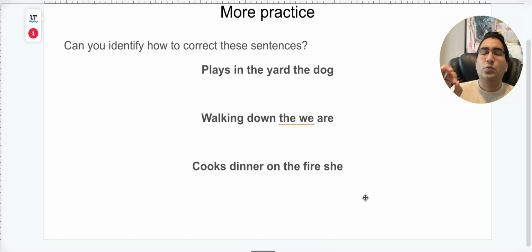These are the ones where non-native speakers or people who have English as a second language make mistakes. These are common mistakes. These sentences, guys, are incorrect. It says, plays in the yard the dog. Walking down the we are. Cooks dinner on the fire she. Pause the video and place these in the correct order. Remember, it's subject plus verb plus object. Try that. Now I'm going to show you the answers.